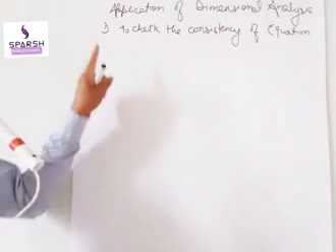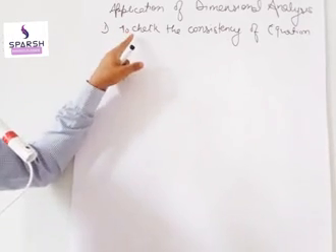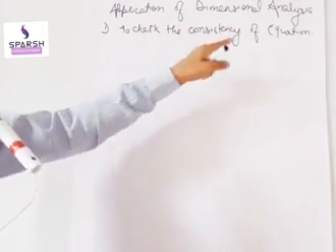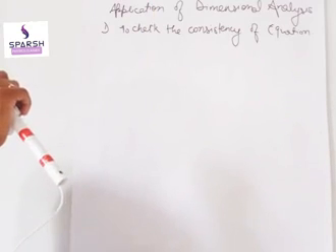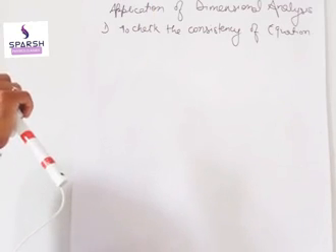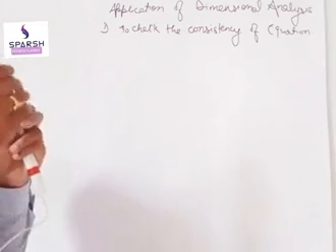Welcome students. Today we will learn the application of dimension analysis. And the first application is to check the consistency of an equation. Consistency means correctness of an equation, that is, whether the equation written is correct or not. So it works on the principle of homogeneity.